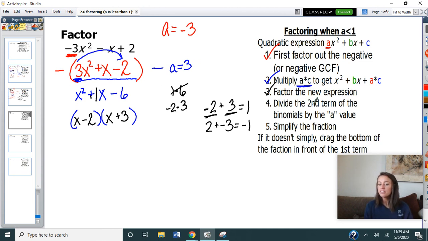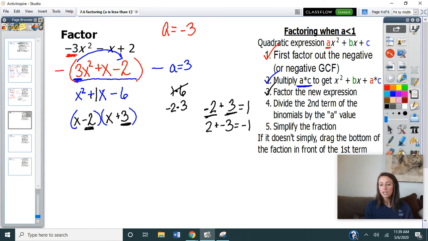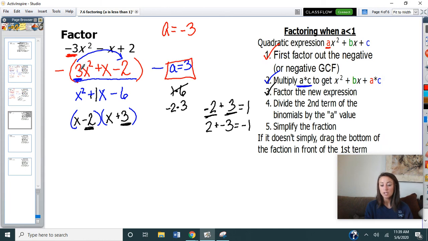Now we're going to divide the second terms of the binomial. This is the binomial, because there's two terms. We're going to divide the second terms, right here, by the a value. Because we multiplied the a value in first, we need to now divide it out. So remember, our new a value is just +3. So we've got to divide by 3, divide by 3. Divide by the a value. Now we're going to simplify the fraction. Well, 2 divided by 3 can't be simplified.